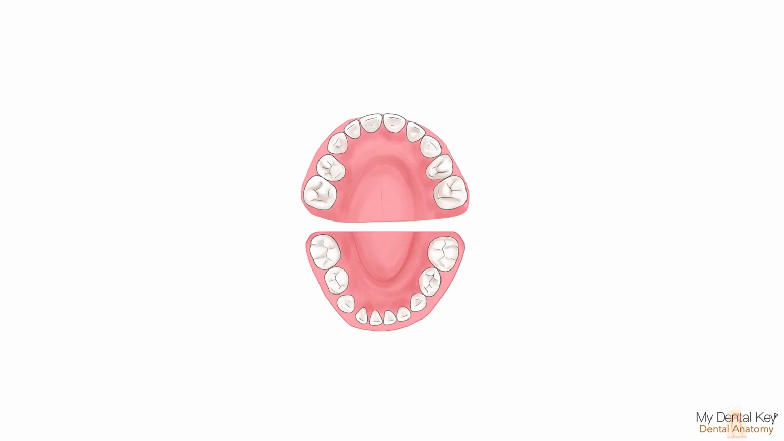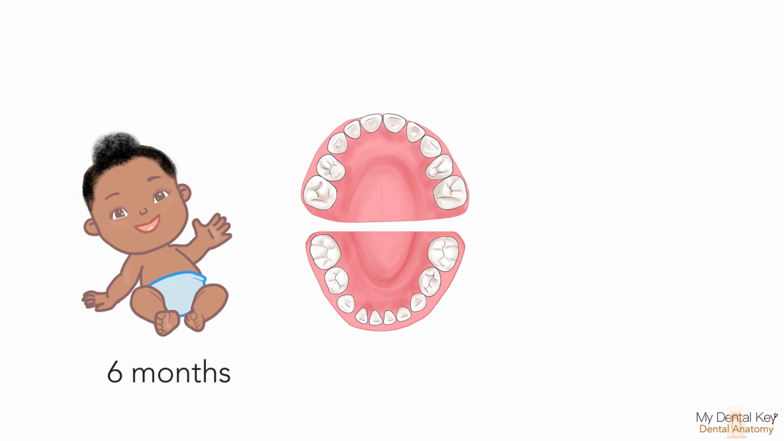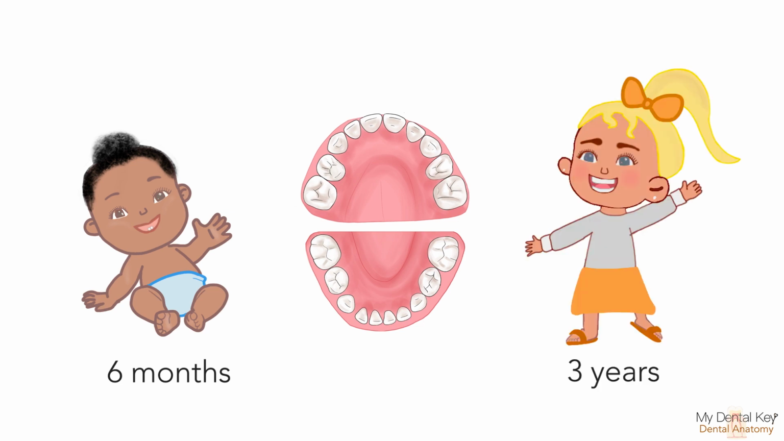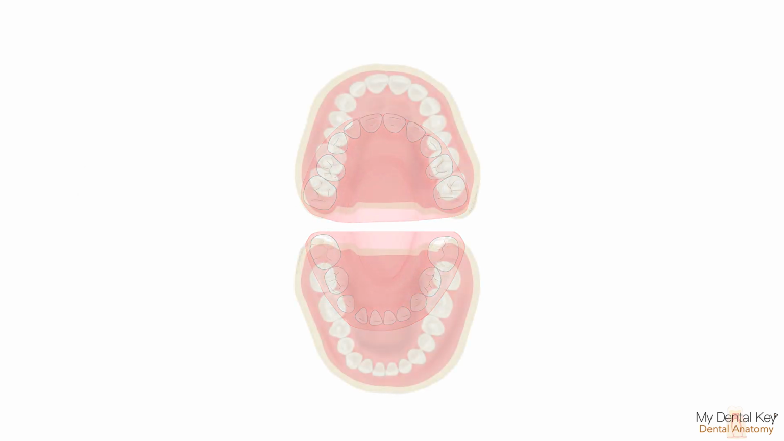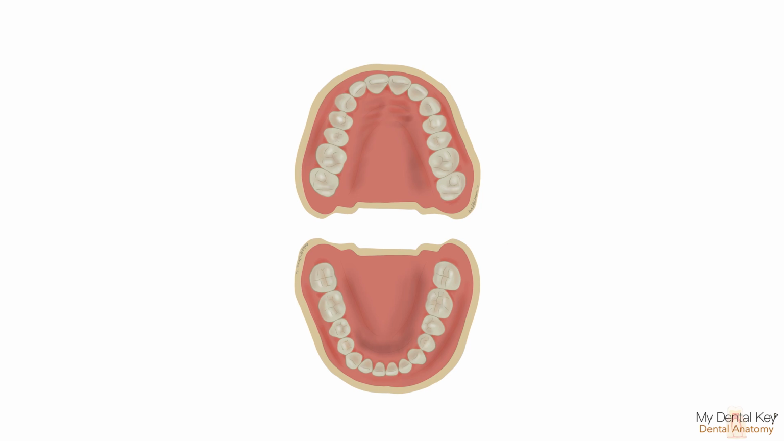Primary teeth, commonly known as baby teeth, are the first set of teeth that humans have. Primary teeth start erupting around 6 months of age, and all 20 teeth are present by the time children are 3 years old. The primary teeth eventually exfoliate and are replaced by a set of 32 adult or permanent teeth.